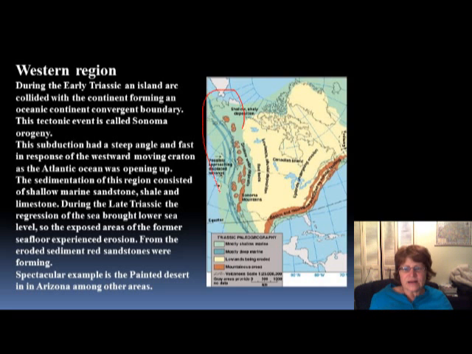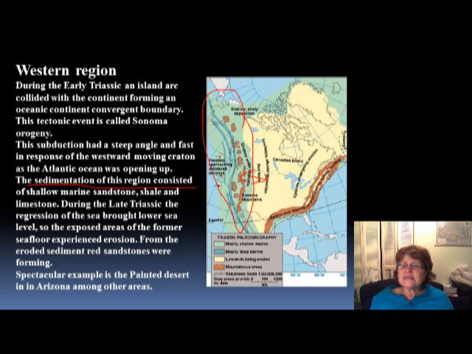We know that these are allochthons because the geology of this area is different from the geology of the rest of North America. The subduction in this early phase was pretty steep, and the sedimentation in this region consisted of a lot of shallow marine sandstone, shale, and limestone.